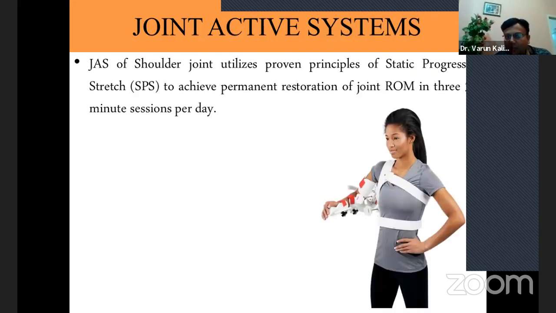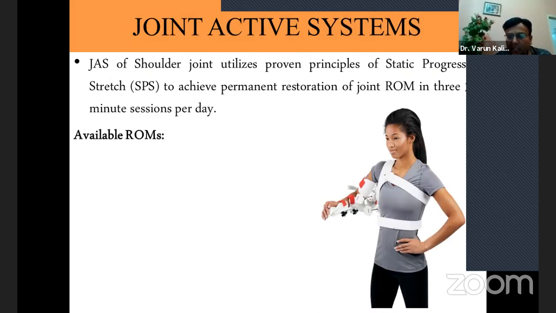The joint active system of the shoulder joint utilizes the proven principle of static progressive stretch. So we can see here this is the static progressive stretch to achieve permanent restoration of joint range of motion in 3 to 30-minute sessions per day. That means in a day we can use this joint active system 3 times, and at one time we can give it for 30 minutes.